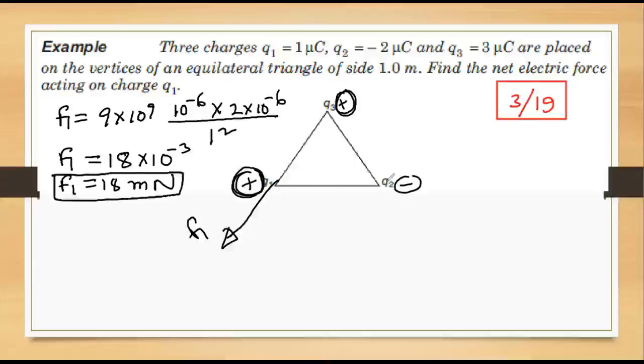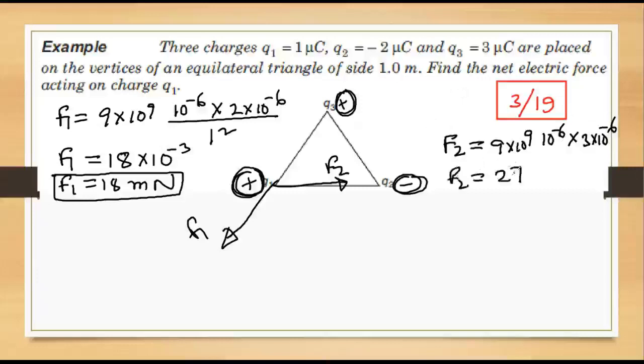Similarly, what will be the force given by this negative charge? It will be in this direction only. That will be F2. So F2 will be equal to again K into Q1, which is 1 microcoulomb, and Q3, which is 3 microcoulomb, divided by 1 square. So that will be 27 millinewton.